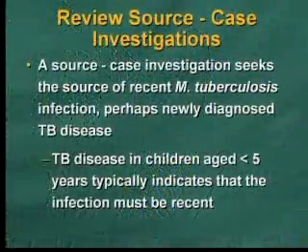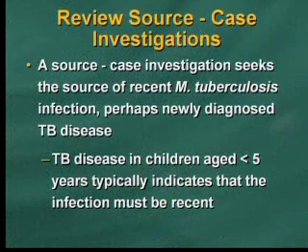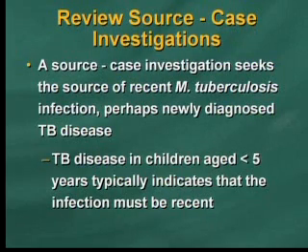A source case investigation seeks the source of recent TB infection, perhaps newly diagnosed TB. TB disease in children aged less than 5 years old typically indicates an infection that must be recent, because that child hasn't lived that long, of course. Again, it goes back to where has this child been? Children do not routinely give TB to other children. So don't be looking for another child to find as their source. You look for an adult.